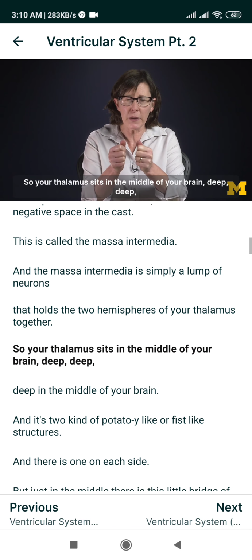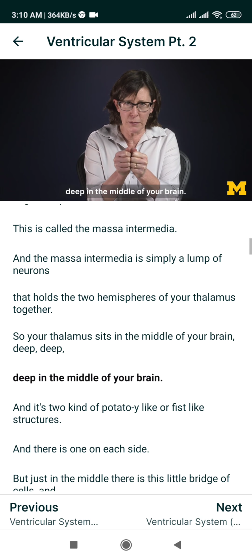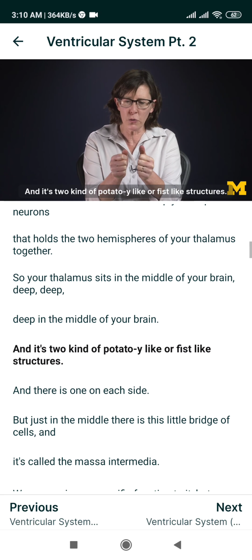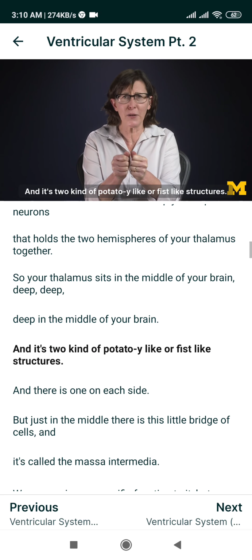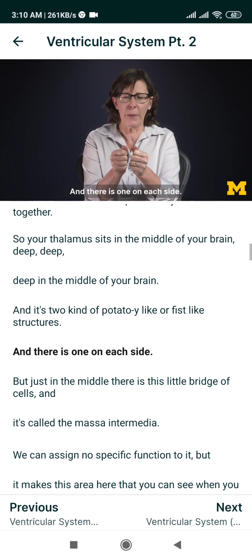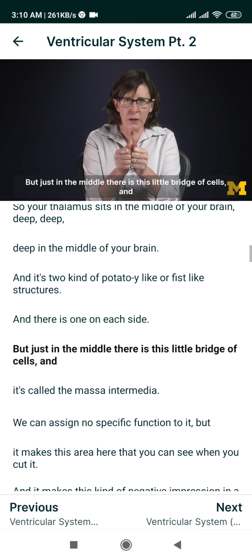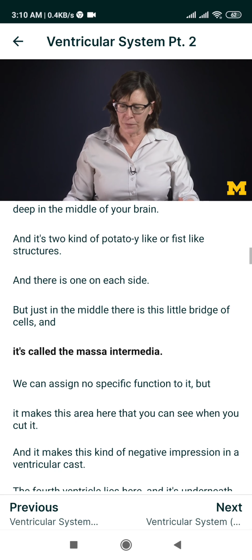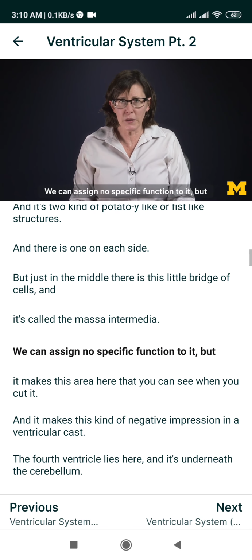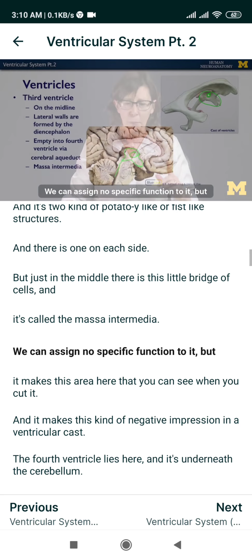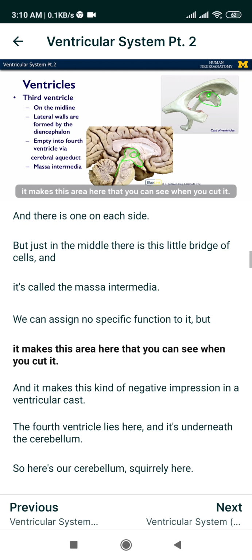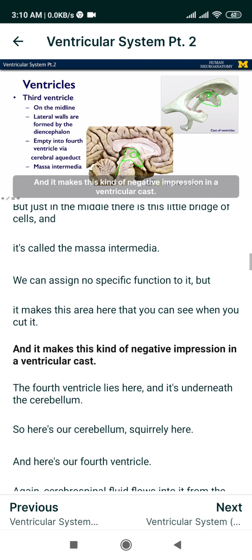So your thalamus sits deep in the middle of your brain, and it's two potato-like or fist-like structures. There's one on each side, but just in the middle, there's this little bridge of cells, and it's called the massa intermedia. We can assign no specific function to it, but it makes this area here that you can see when you cut it, and it makes this negative impression in a ventricular cast.